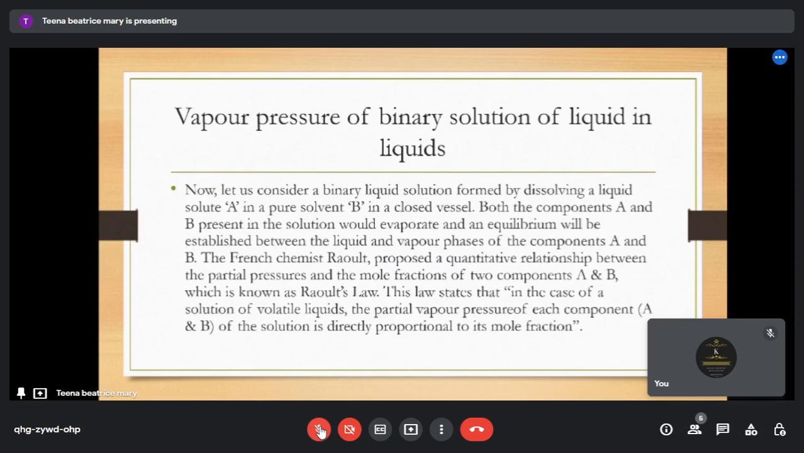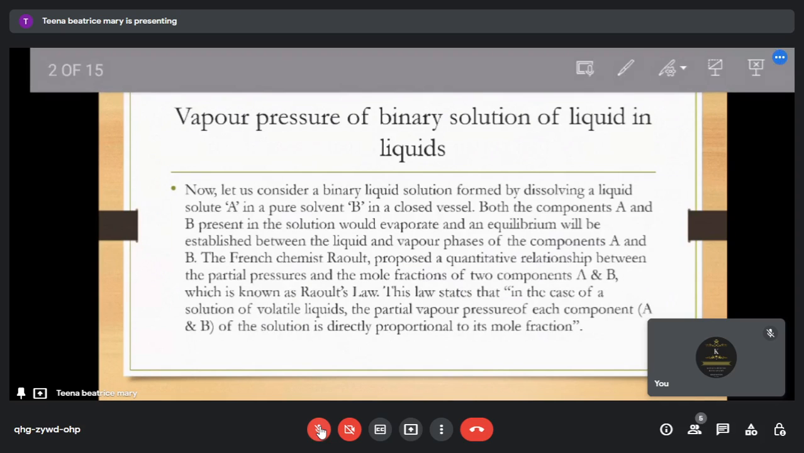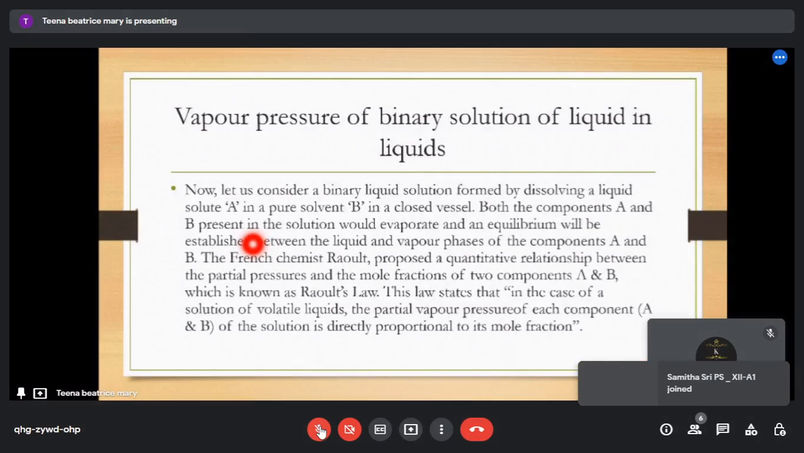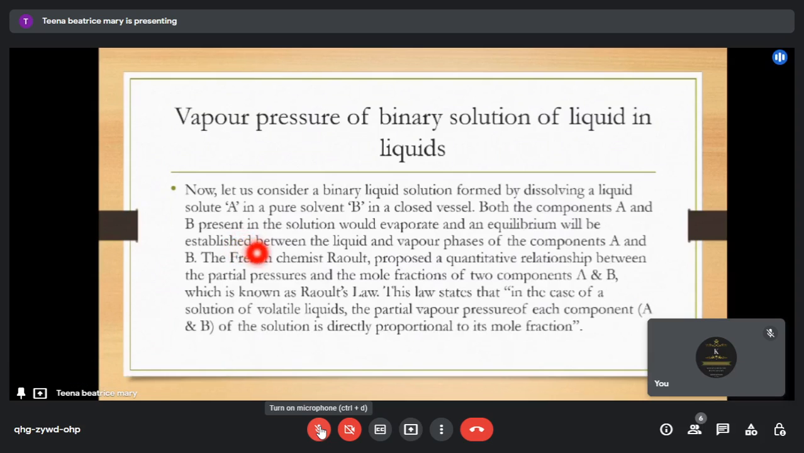Now let's consider a binary liquid solution formed by dissolving liquid solute A in a pure solvent. So here they have mentioned pure solvent B in a closed vessel. ஒரு closed vesselல நம்ம இந்த experiment carry out பண்ண போறோம். So அதுல vapor pressure we are going to find out. So அந்த closed vesselல what we have taken: liquid solute A and a pure solvent B. So இந்த ரெண்டு componentsக்குமே can get evaporated and an equilibrium will be established between the liquid and vapor.